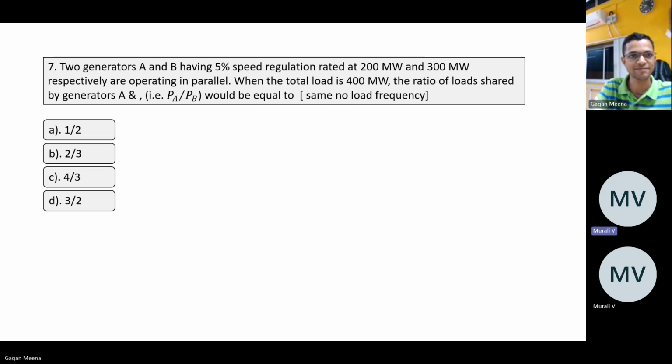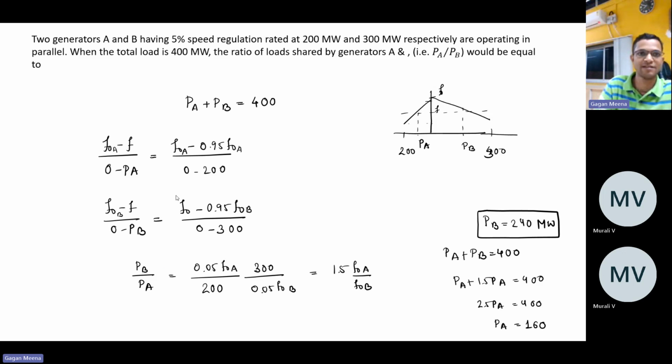It's very easy, 2 by 3. So see here, this is the way you can calculate it. We were able to do it directly as 200 by 300 proportionate sharing, because f naught A is equal to f naught B, or the no load frequencies are the same. If it is the same, then this cancels out. And because droops are also the same, this also cancels out. We are left with only PA by PB equals 2 by 3. But if it is not the same, then we cannot do this.